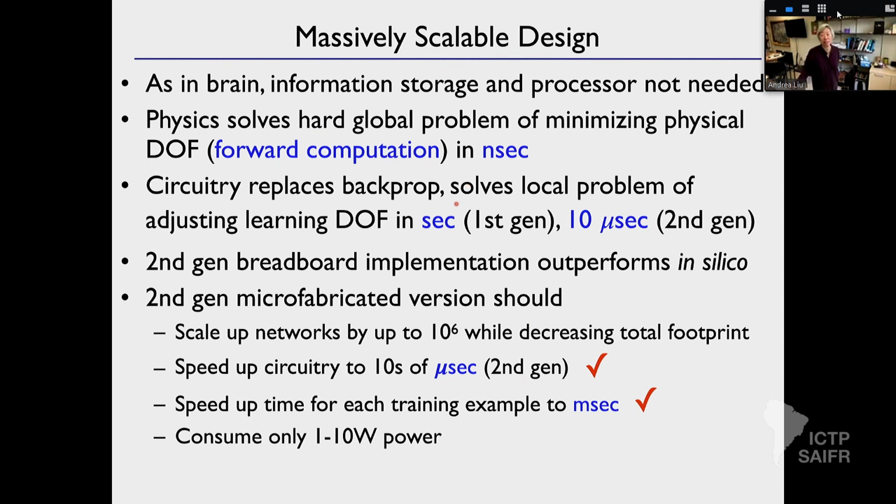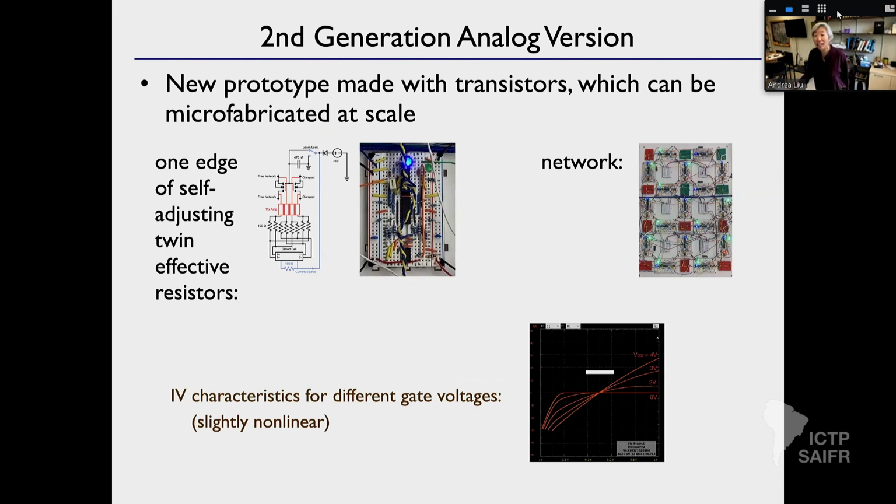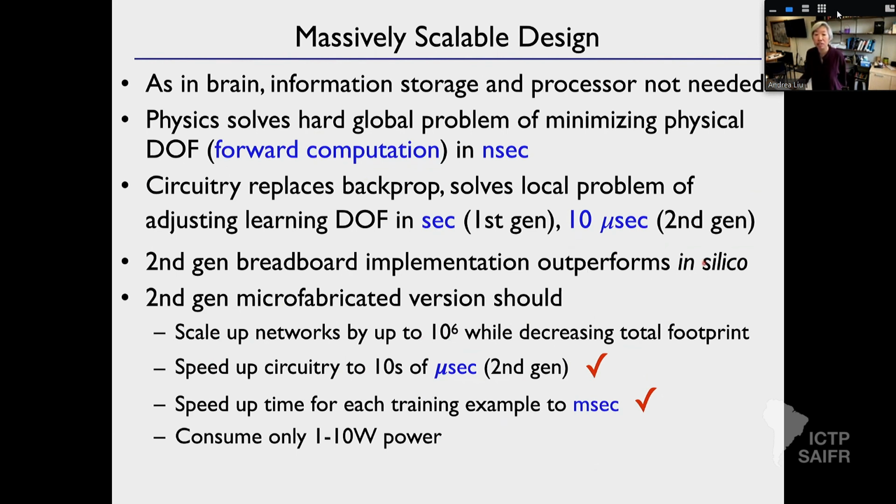It's a massively scalable design. The forward computation of minimizing the physical degrees of freedom just depends on the overall capacitance of the system and the size. It's nanoseconds, okay? The circuitry replaces back propagation. It solves a local problem. It now does it in 10 to the minus 5 seconds. So our second generation breadboard implementation, this thing, it's tiny, okay, but it already outperforms the computer version. It's already faster than we can do it on the computer.